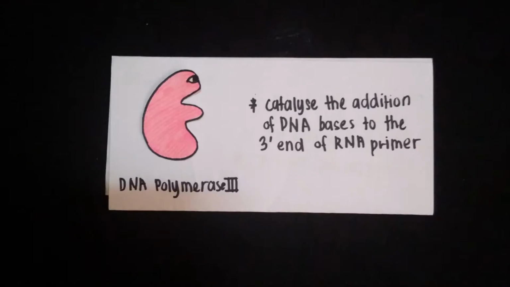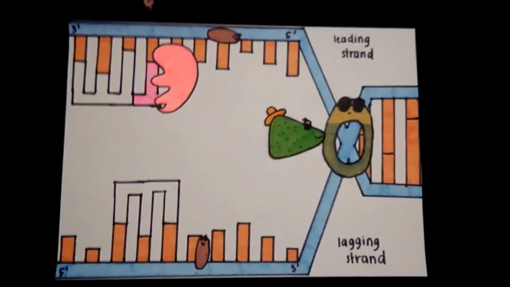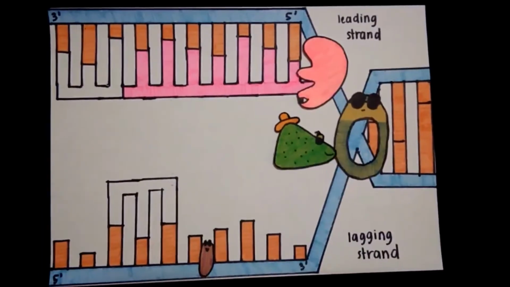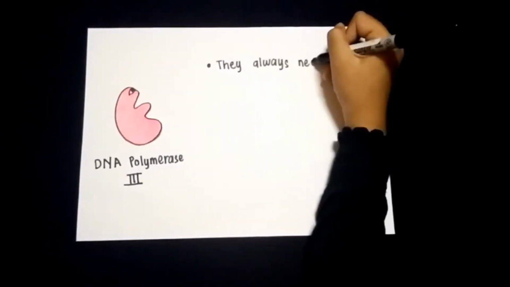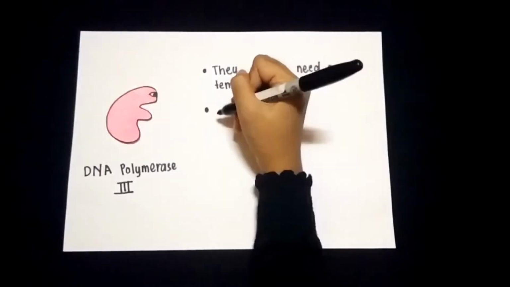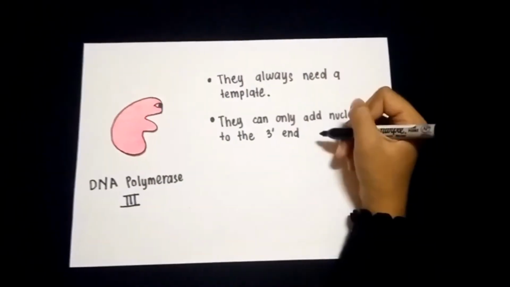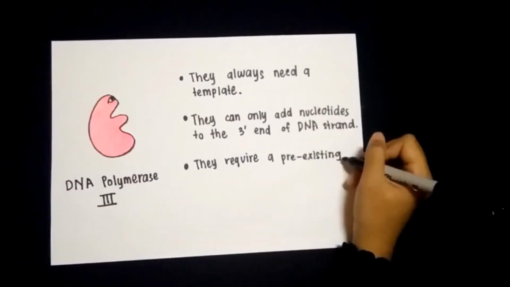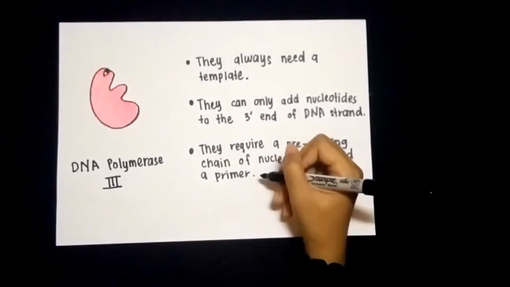DNA polymerase III then binds to the primers and catalyzes the addition of complementary DNA bases to the 3' end of the RNA primer. The DNA polymerase always needs a template. It can only add nucleotides to the 3' end of a DNA strand. It can't start making a DNA chain from scratch, but requires a pre-existing chain or short stretch of nucleotides called a primer.